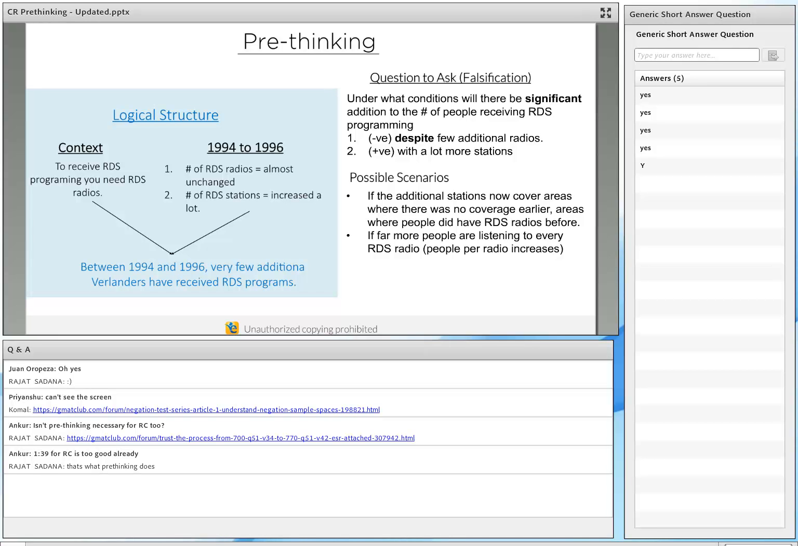All right. Now, so what are my assumptions? My assumptions are the new stations do not increase the coverage significantly and people per radio remain about the same. These are my assumptions. Do the assumptions make sense as well? Yes, no? If you got the pre-thinking, the assumptions are fairly simple.